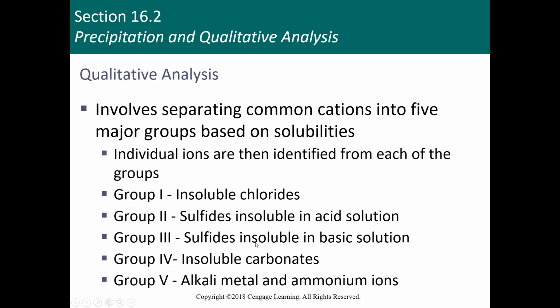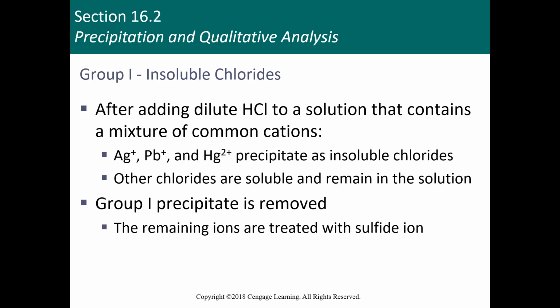Keep in mind that your group 5 alkali metal and ammonium ions are extremely soluble with pretty much any anion, okay? So these are almost completely soluble. It's very, very hard to make those insoluble. As for the insoluble chlorides, there's actually a relatively small number of them. That's why it's group 1, because it can eliminate things down to a relatively small category.